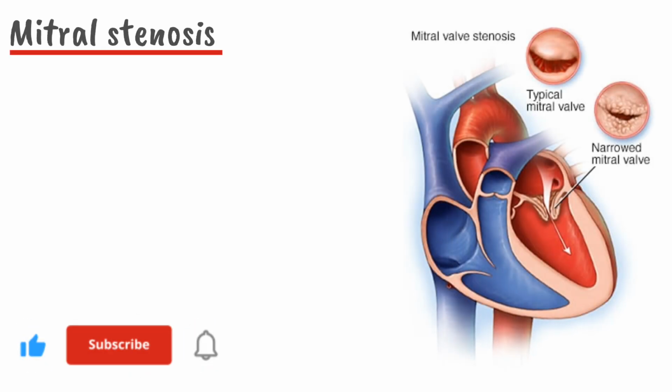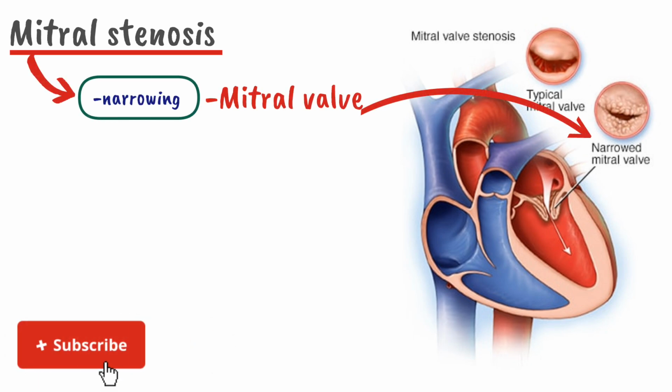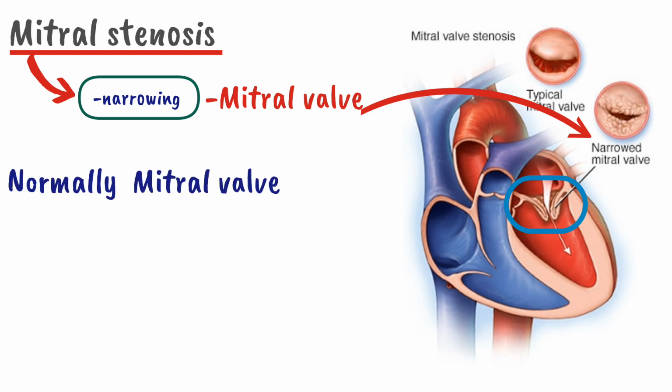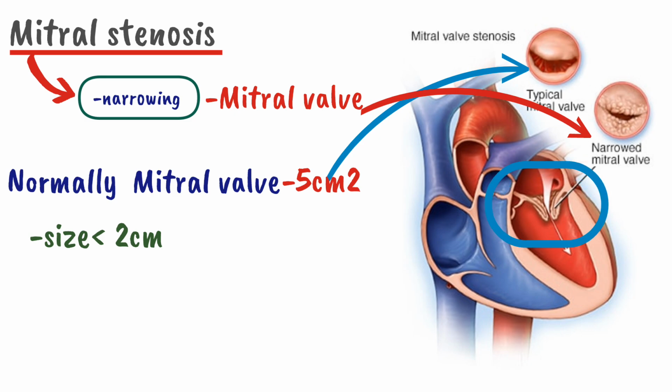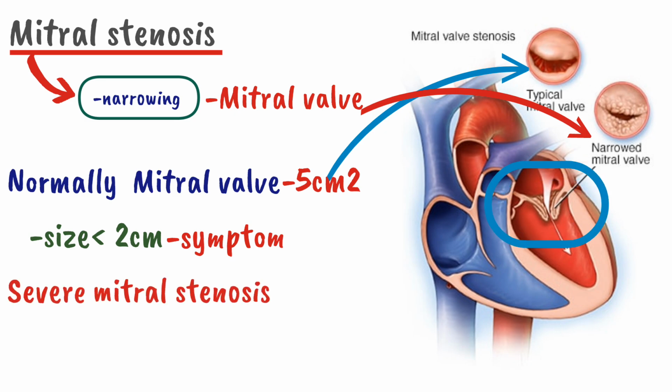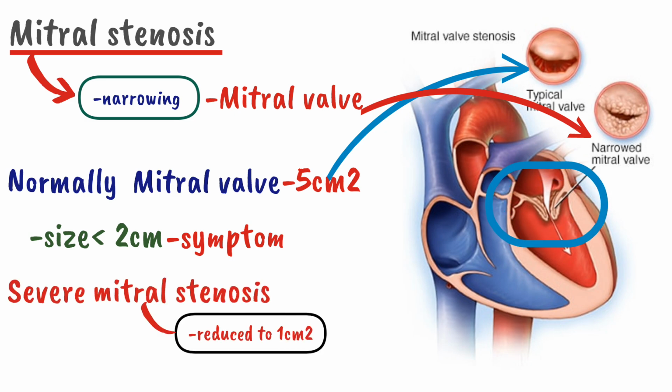Mitral stenosis means the narrowing of the mitral valve. The mitral valve is a valve between the left atrium and the left ventricle. Normally the size of the mitral valve is about 5 centimeters square. Whenever there is a decrease in the size of the mitral valve, it is called mitral stenosis. It is usually asymptomatic, but when the size reduces to about 2 centimeters square, the patient will present with symptoms. In severe mitral stenosis, the size can be reduced up to 1 centimeter square.